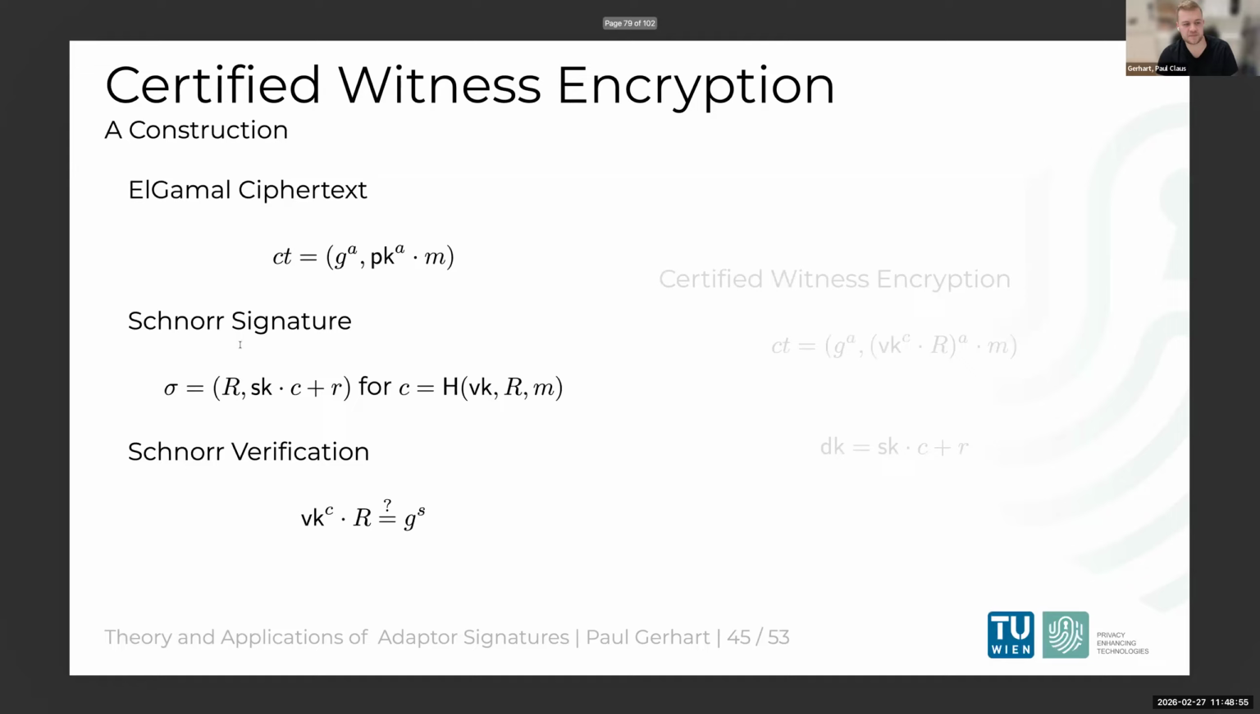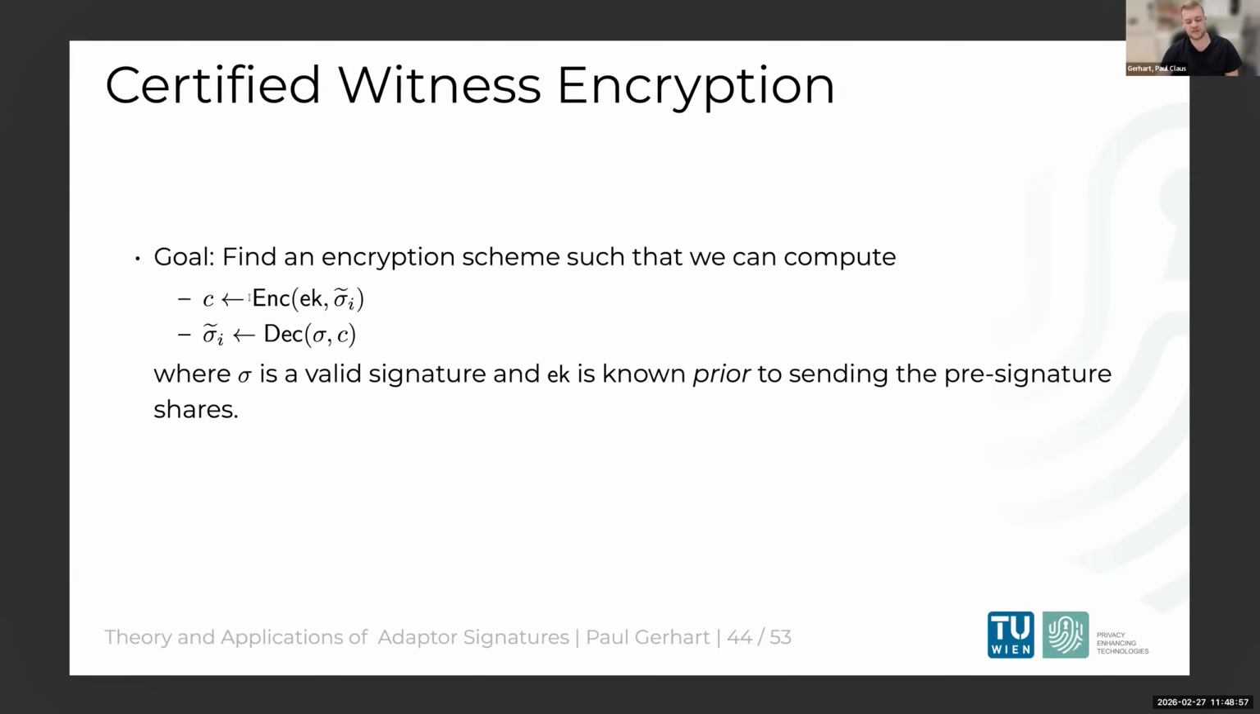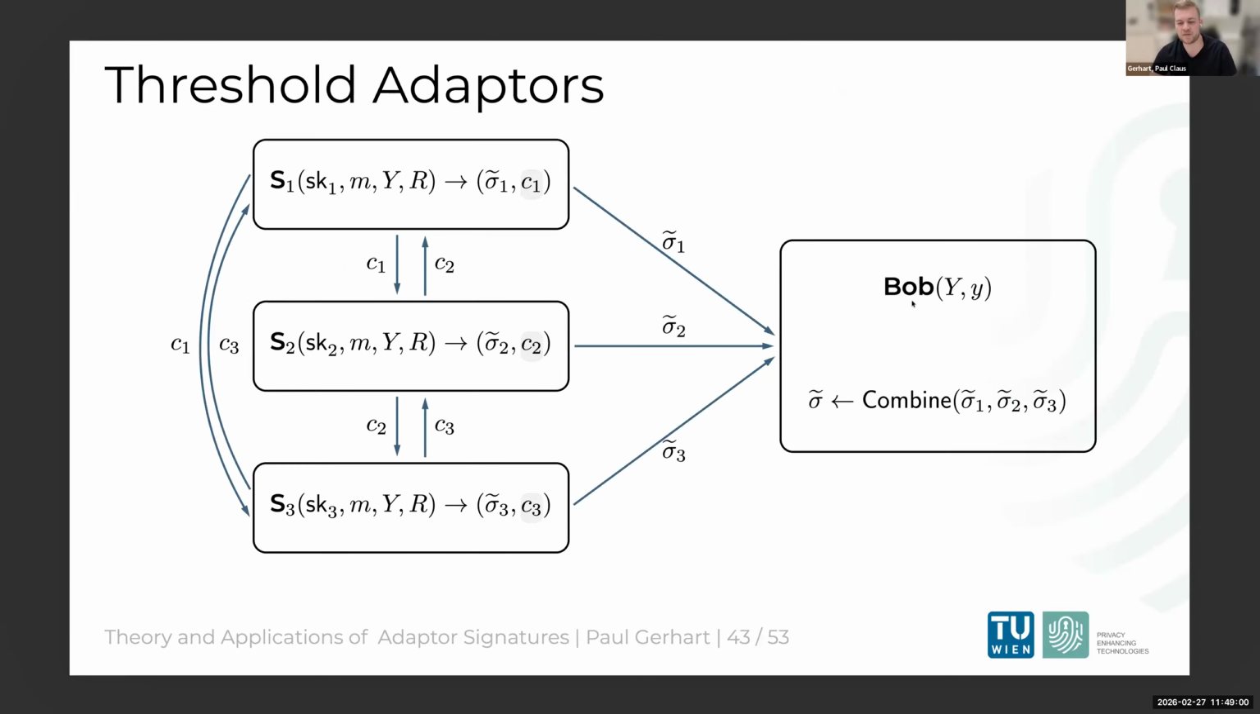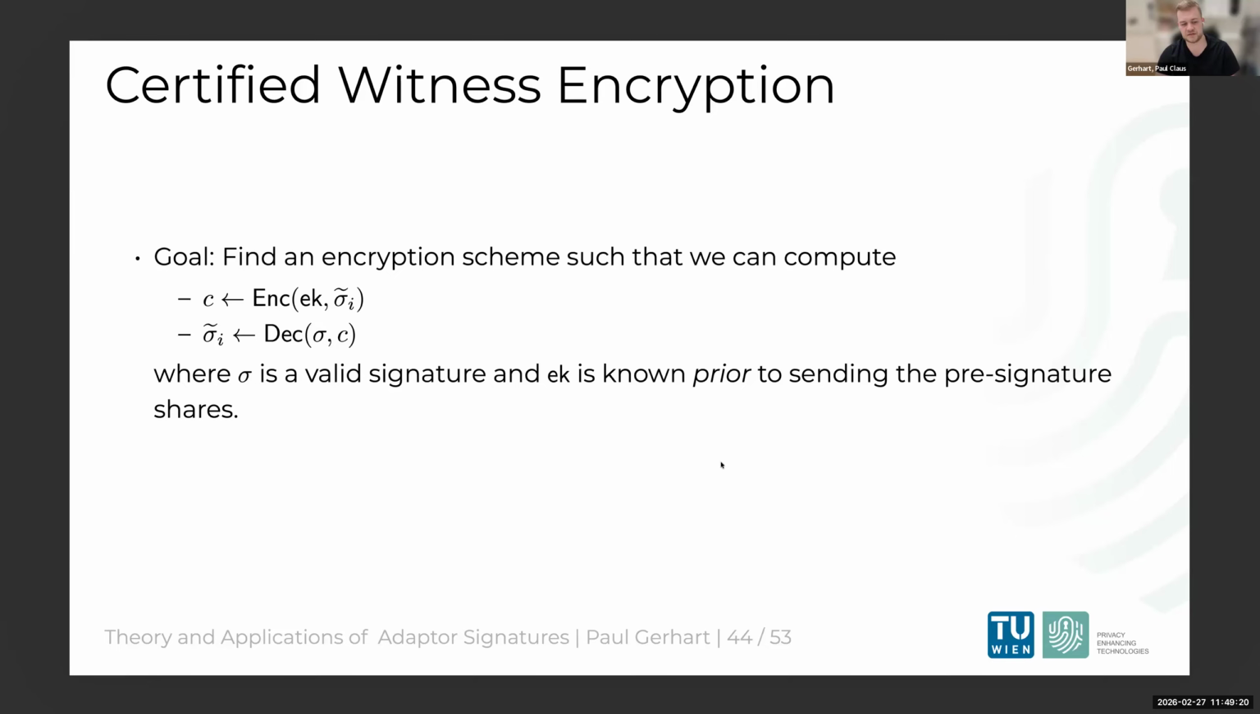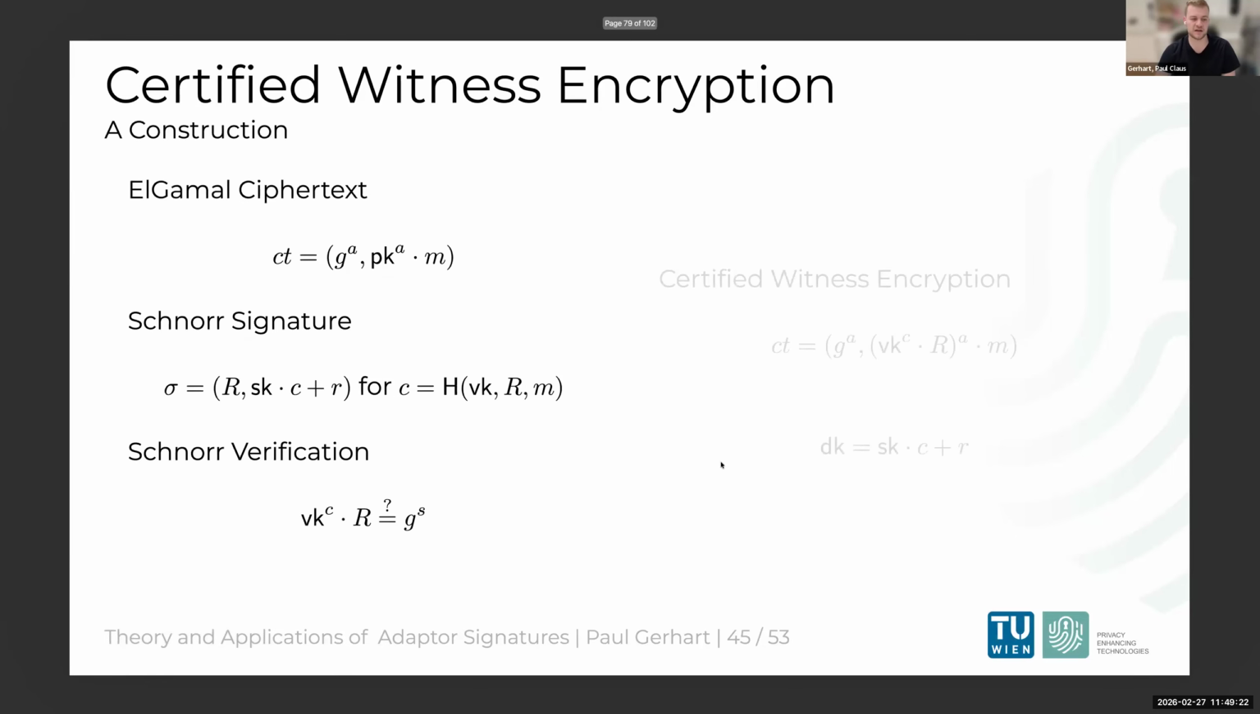Why does this help? If you go back to our picture here, when Bob learns a pre-signature and Bob eventually is paid by posting a signature, then every party in here can look at the commitments C1, C2, C3, decrypt the commitments, learn the pre-signatures, and then learn the witness. And this should be doable in an efficient way. And we actually found out we can do it in an efficient way using an ElGamal ciphertext.